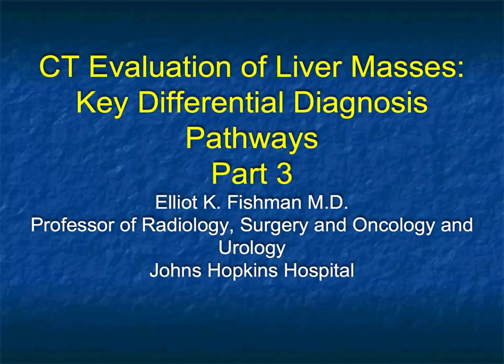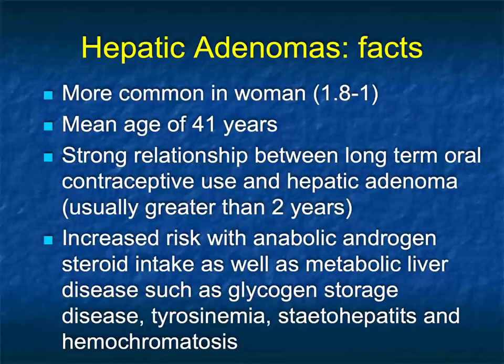Hi, this is Elliot Fishman, and let's go to part 3 of CT evaluation of liver masses, key differential diagnosis and pathways. We left off previously talking about FNH, its characteristic appearance, the feeding vessels, the lesion homogeneity, becoming isodense over time, some of the unusual features including the fact that sometimes it's pedunculated.